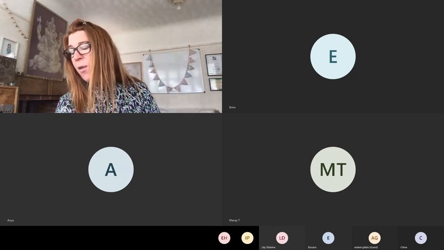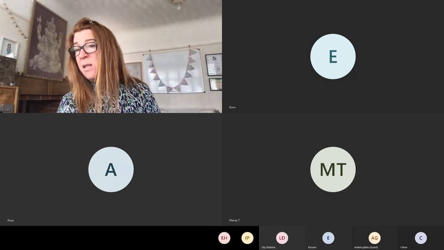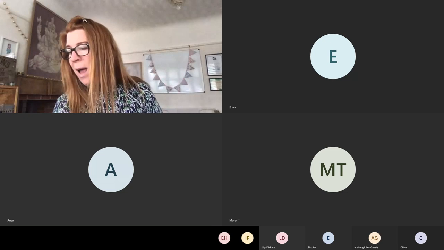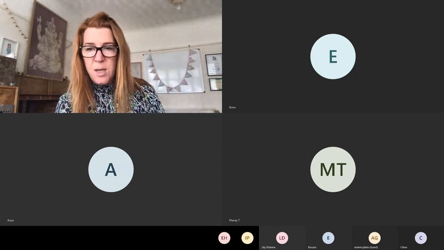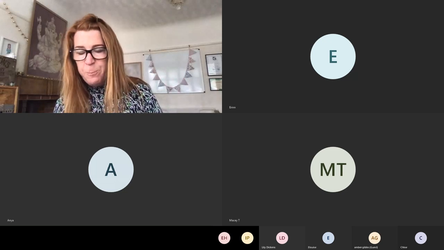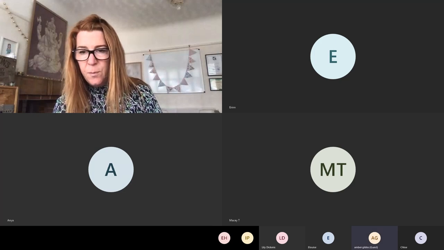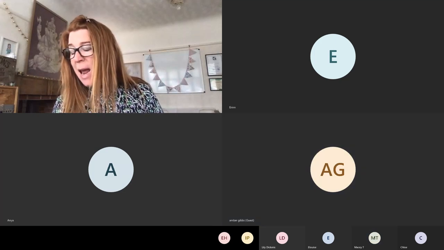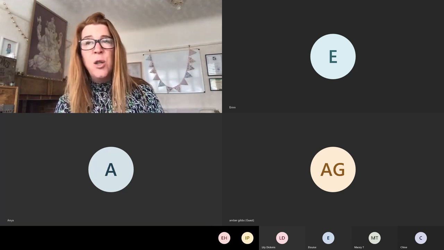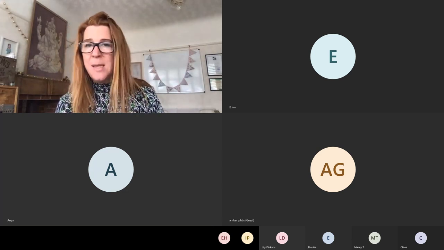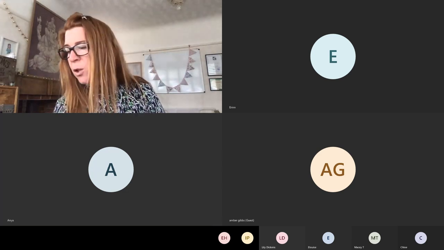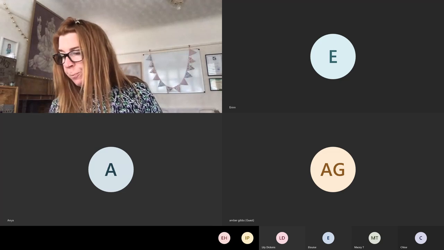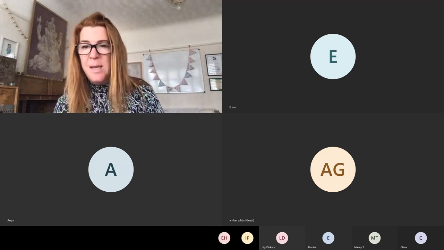Okay, so where is the thyroid? Again, this is also endocrine system. Where do we find the thyroid gland? Anybody? Is it in like your throat? It is in the throat, Amber. Well done. It's in the throat and it controls metabolism. So just pop that down as well. It controls metabolism.